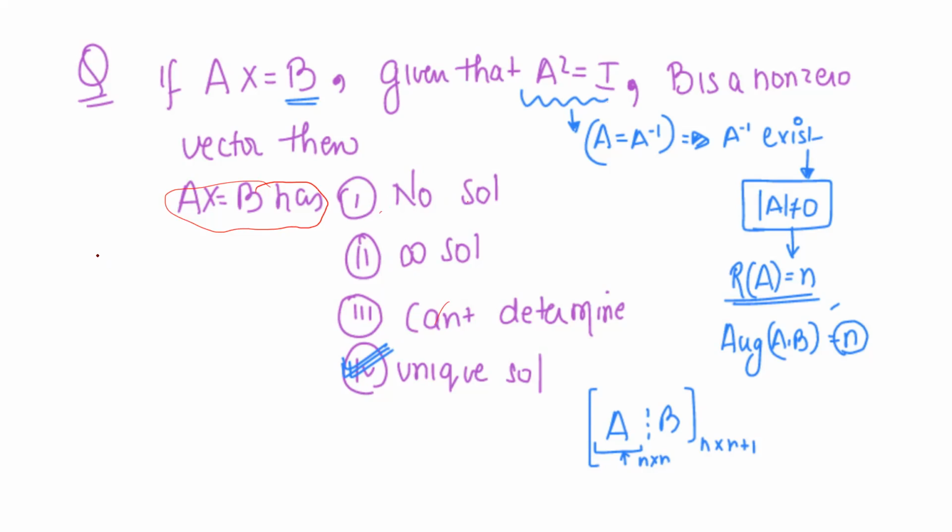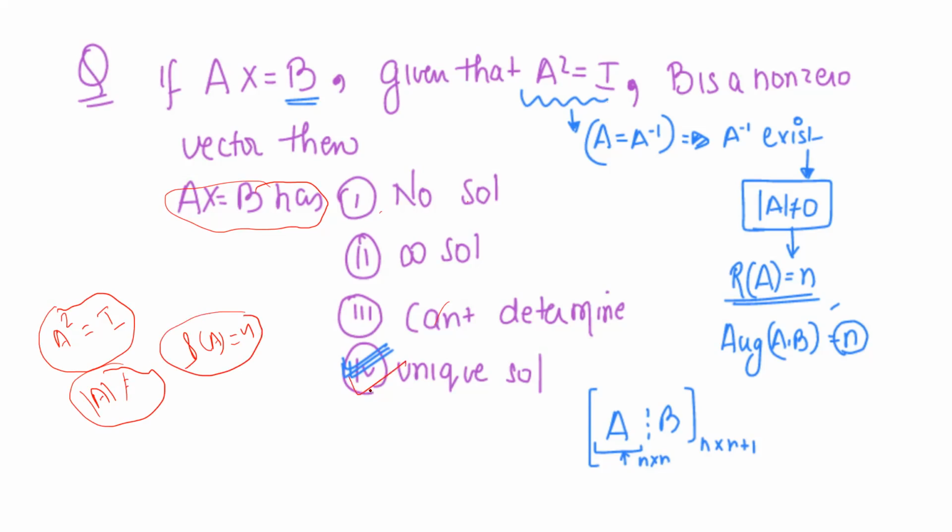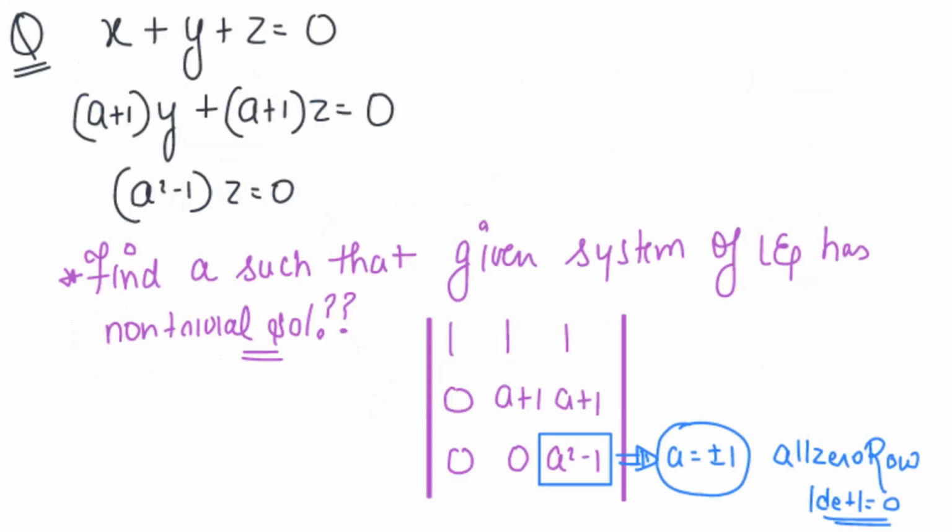A squared is equal to I. That means |A| must exist, and |A| is not equal to 0. That means the rank of A will be of order n, that means a unique solution. A inverse exists. So this will be a unique solution.